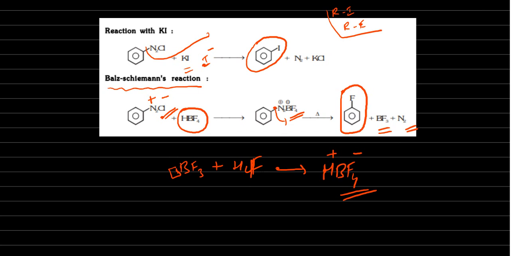Here first we are replacing Cl minus, that's why we need an anion. So what anion type is there? The fluorine agent, BF4 minus, we are taking. H plus BF4 minus, that is the neutral compound only.